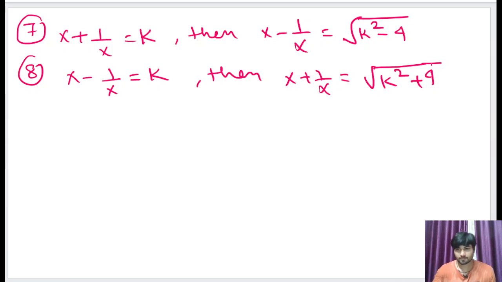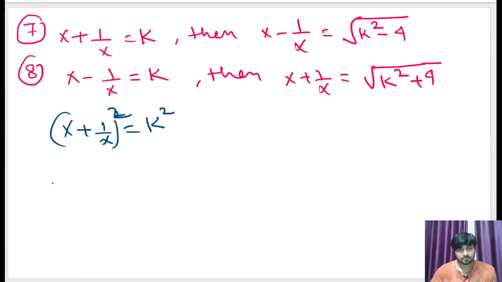It is given that x plus 1 by x is equal to k. See, squaring both sides, I'll square both sides.